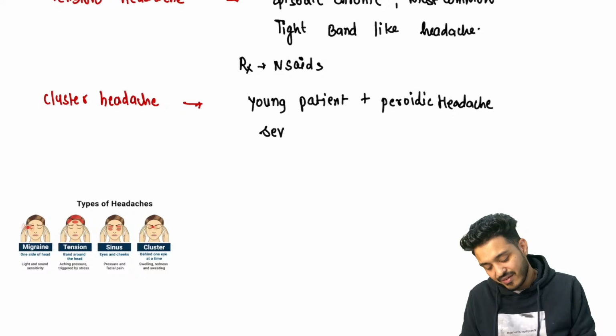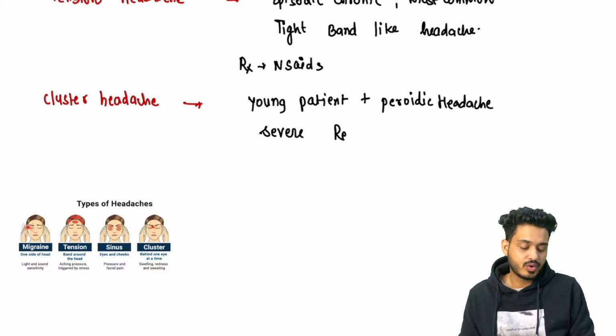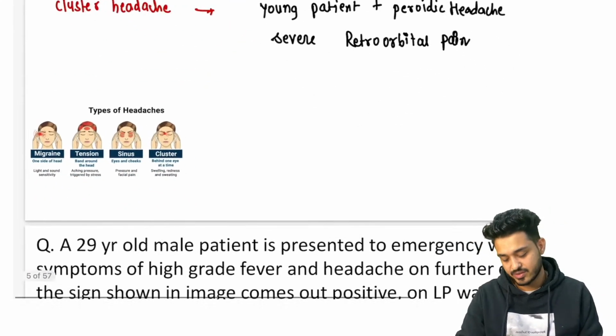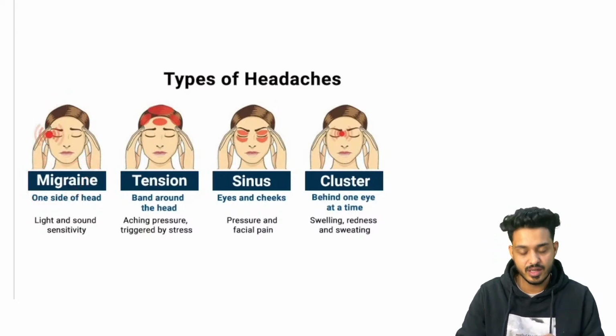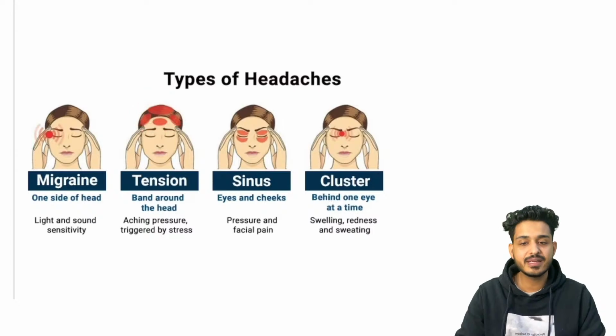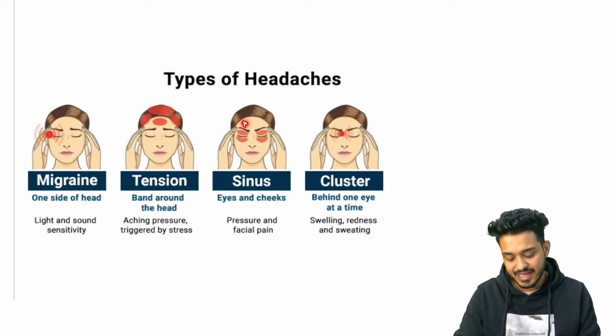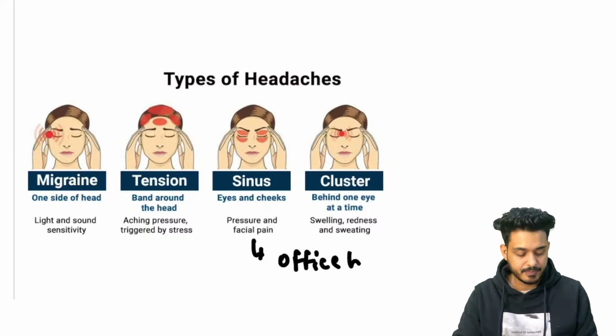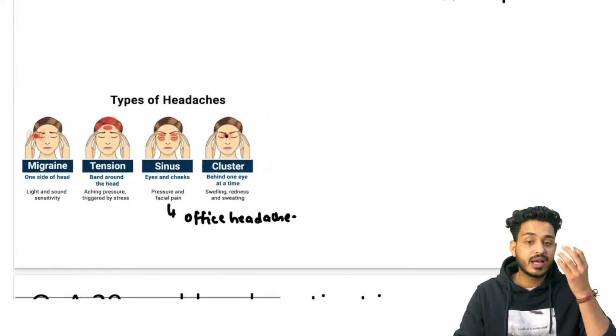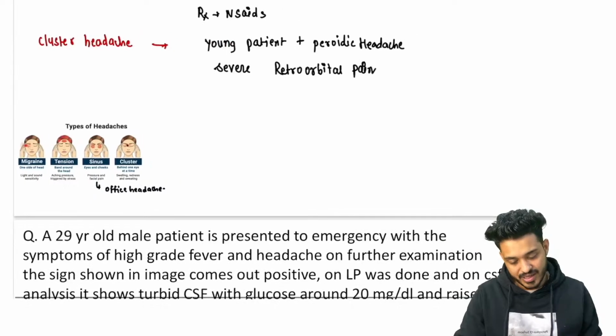Here you will be having severe retroorbital pain. So you can look here. In migraine, you will be having pain which is unilateral. In tension headache, you will be having a band-like pain. In sinusitis, you will be having pain in the paranasal sinuses, like frontal sinusitis, which is going to cause what? Office headache. And this is going to be your cluster headache, which will be having retroorbital pain, right?